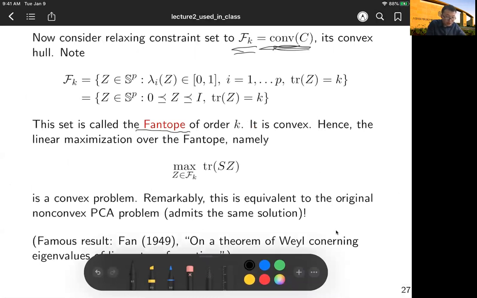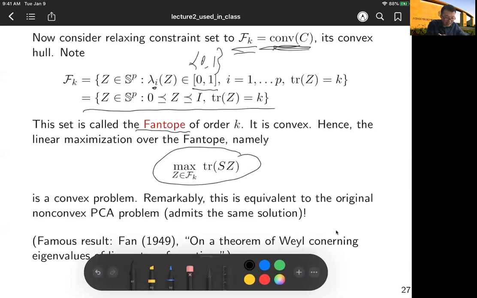Okay, so notice that instead of having this lambda be either 0 or 1, we are relaxing it into a continuous interval between 0 and 1. And by doing that, this suddenly becomes a convex set. And then this whole problem is relaxed into a convex optimization problem.